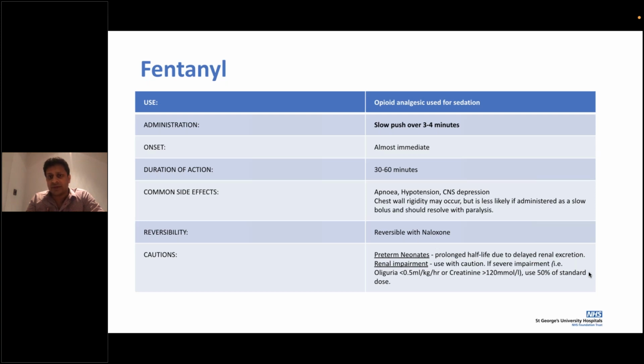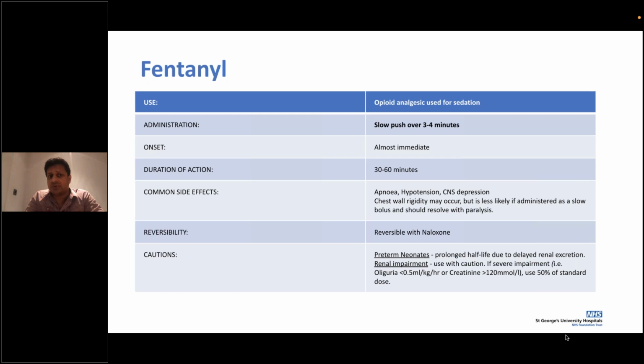So in that case, you may think about giving half the dose of fentanyl rather than the full dose, because there has been chest wall rigidity with the previous intubation, making it difficult to inflate the lungs or get chest expansion. You have to go up on the pressure significantly.